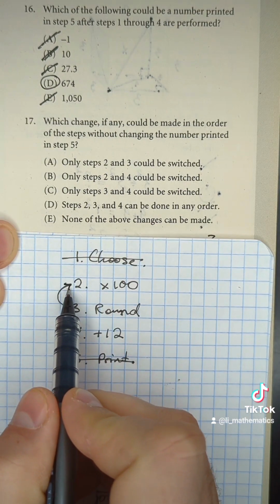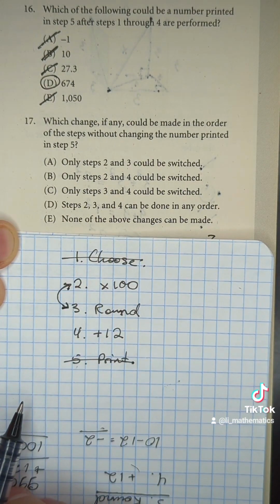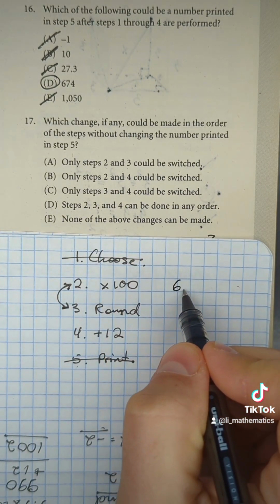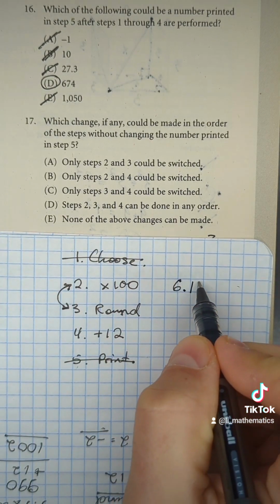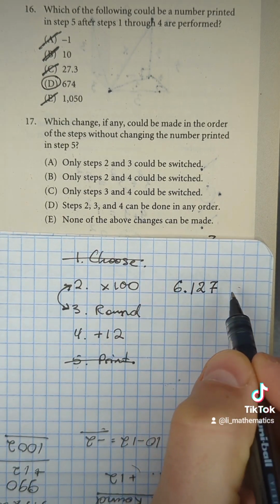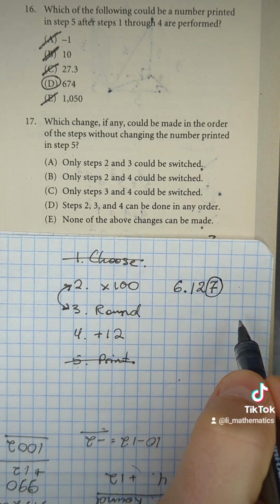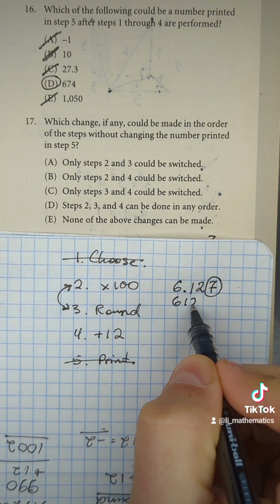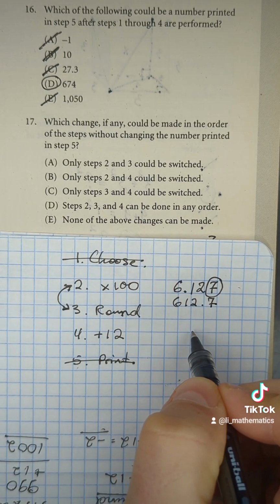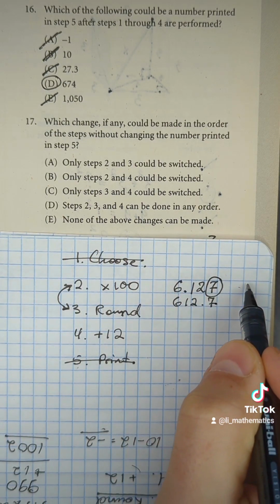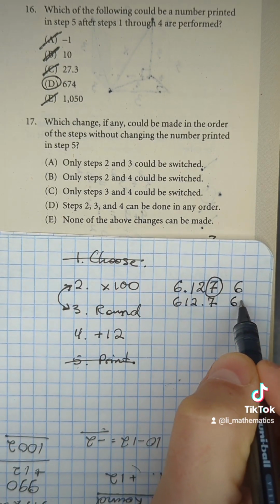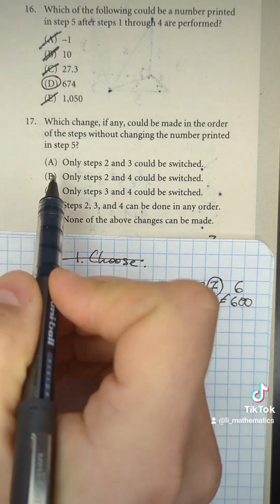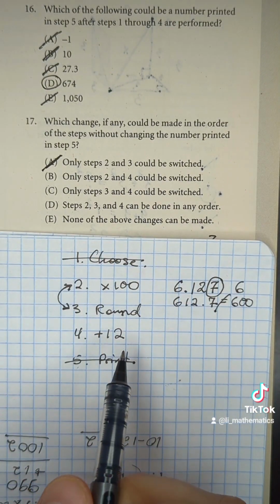Answer A tells us that we need to switch steps 2 and 3. If we do that, then we'll be doing rounding first and multiplication after. I'm going to go back to question 15 and use that same 6.127 as the example number here. And remember, we rounded based off of the 7 because the first step there was to multiply by 100. So if we multiply by 100, we get 612.7. But if we now reverse the steps, we get a 6 first and then multiply by 100. We get 600, which does not equal 612.7.